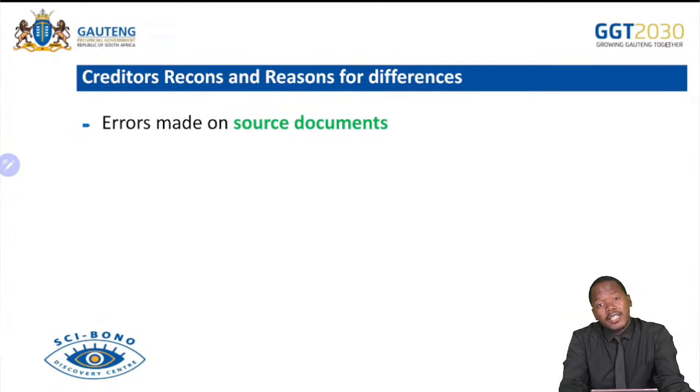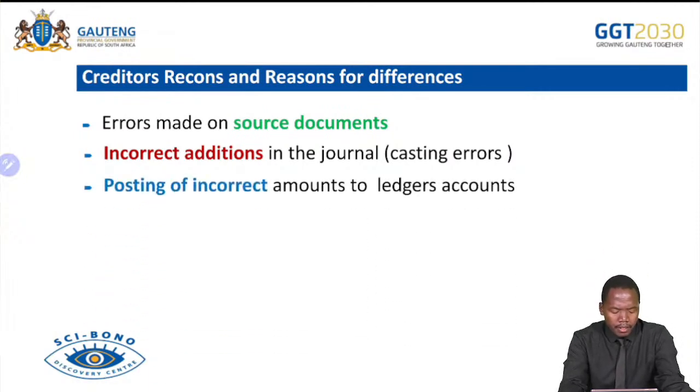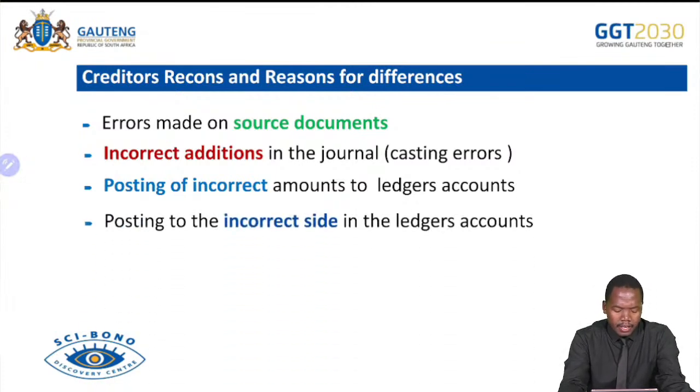Now, what we will be focusing on, sometimes there will be mistakes made on the source documents. There will be casting errors. We are talking about understating of an amount, overstating of an amount. We will also refer to incorrect amounts on the ledger accounts, where we have posted incorrectly. We have recorded incorrectly in our ledger accounts. We'll have to correct that. And then we will also be looking at amounts posted on the wrong side, on the incorrect side.